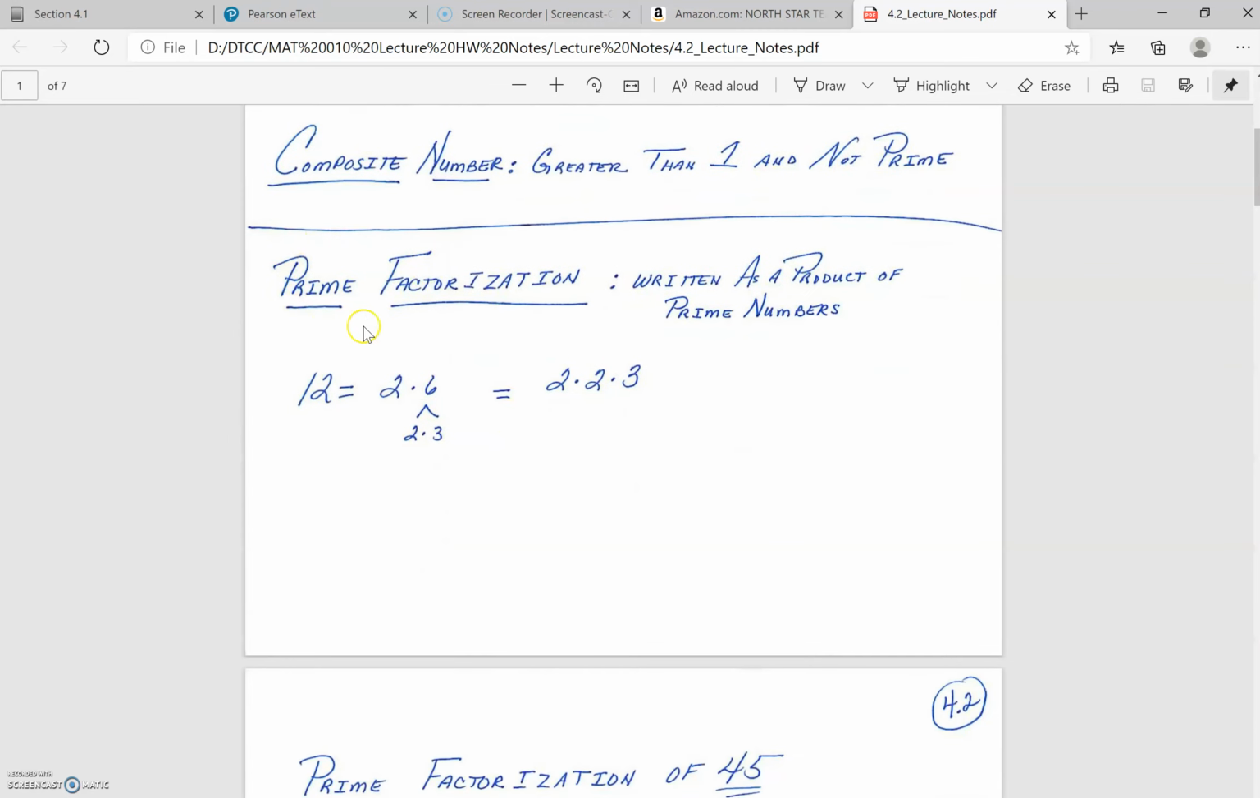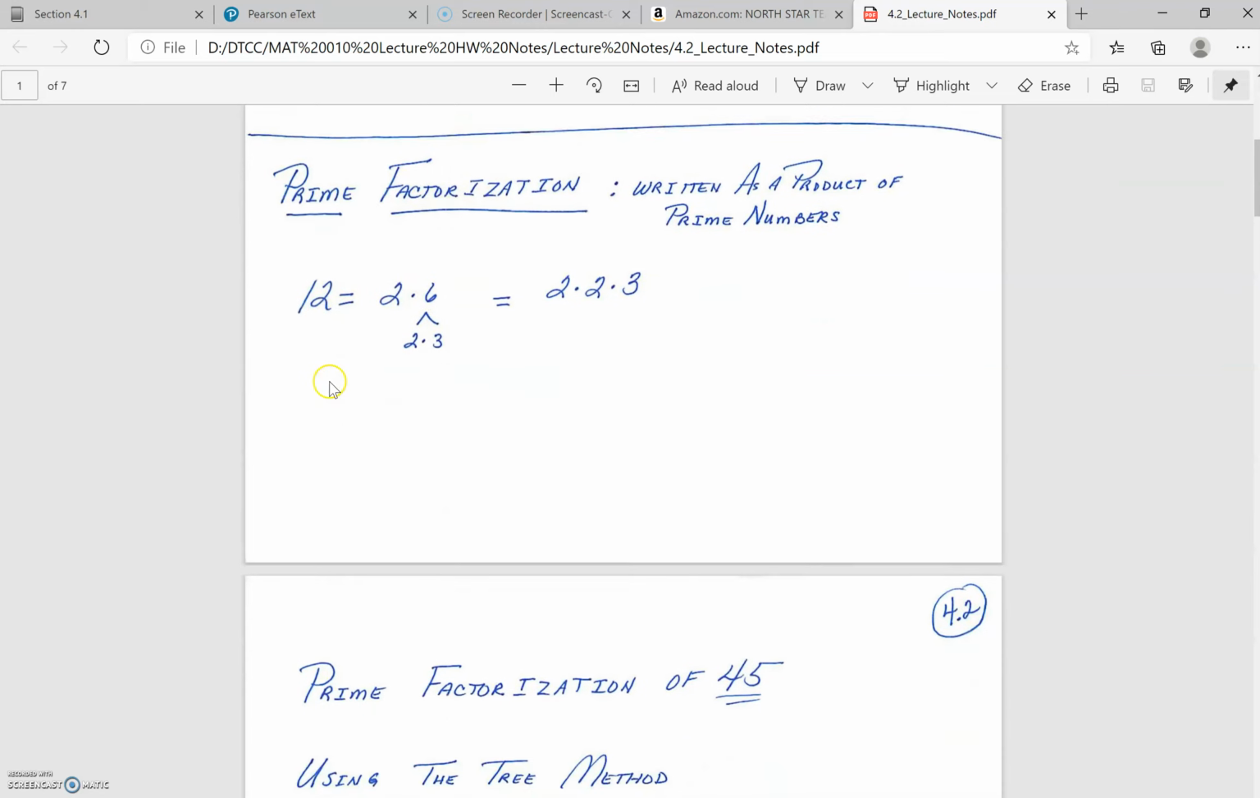So we're going to go into prime factorization. It's written as a product of prime numbers. Remember, product means multiplication. So if you have a number such as 12, we're going to break it down. Now, I know 12, there's two ways. It could be either 3 times 4 or 2 times 6. So these are the things I'm going to start explaining when we start off.